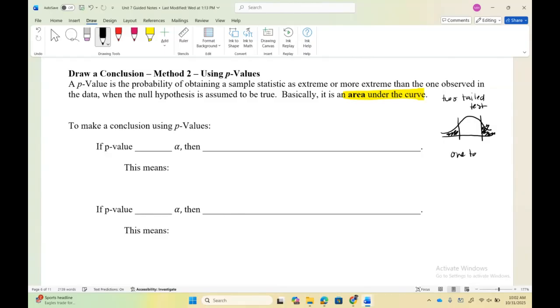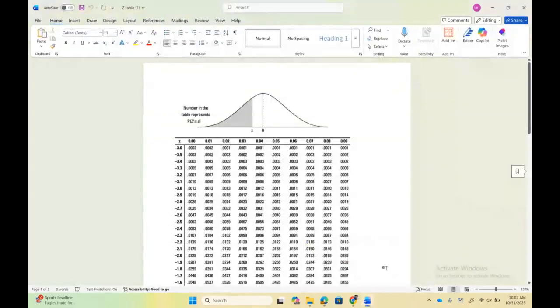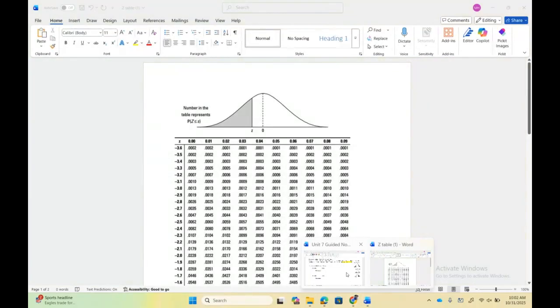If we have a one-tailed test, okay, our p-value will either be the area to the left or the area to the right, okay? We will need to use our handy-dandy z-tables to find those areas. So we want to have those kind of ready for this section. It's posted in Moodle.